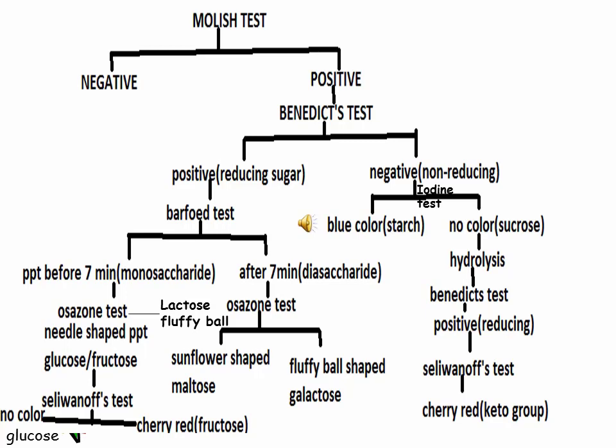For disaccharides, we will further perform Osazone test, and if fluffy ball shaped crystals are obtained, that shows lactose is confirmed, and if sunflower shaped crystals are obtained, this shows the presence of maltose. In this way, we will differentiate between the type of glucose or fructose or any other sugar present in the given solution by help of this scheme.